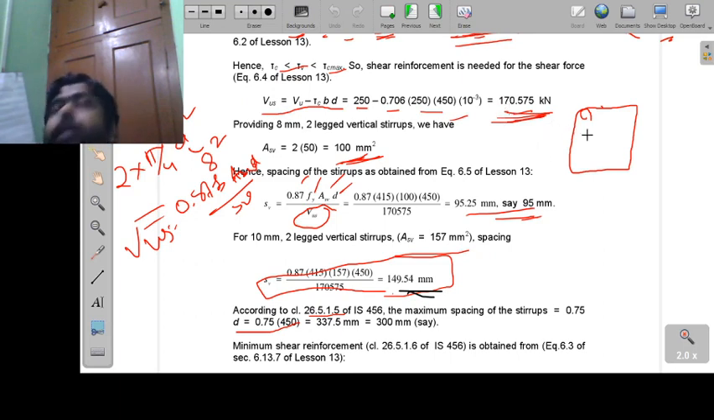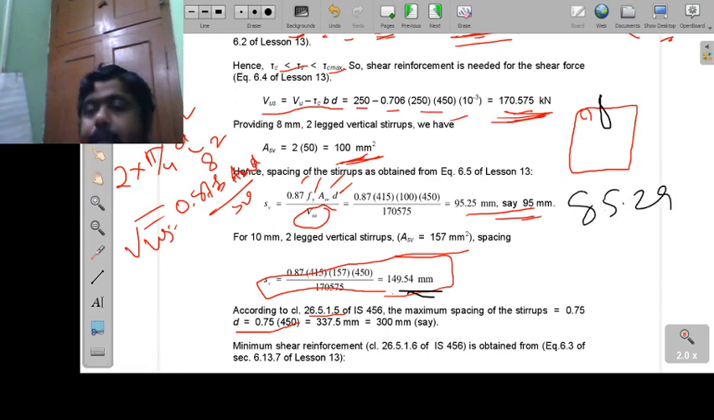That means 85.29, right? 85.29 kilonewton of shear I can give to the bent up bars, and the remaining 85.29 I have to take either by providing inclined stirrups or by providing vertical stirrups. Okay. So, similar simple steps, same equations are there, you can use the equations. This way you can do some more practice on how to provide the shear reinforcement.